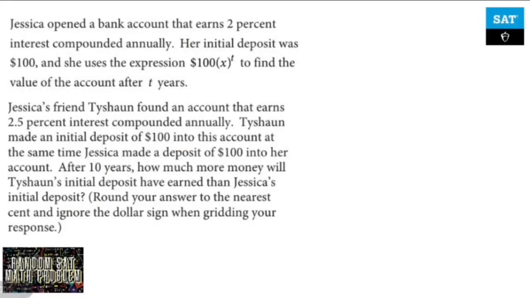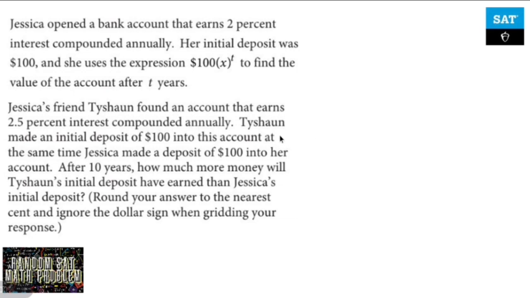Jessica opened a bank account that earns 2% interest compounded annually. Her initial deposit was $100, and she used that expression right there to find the value of the account after 2 years. Jessica's friend Tyshawn found an account that earns 2.5% interest compounded annually.